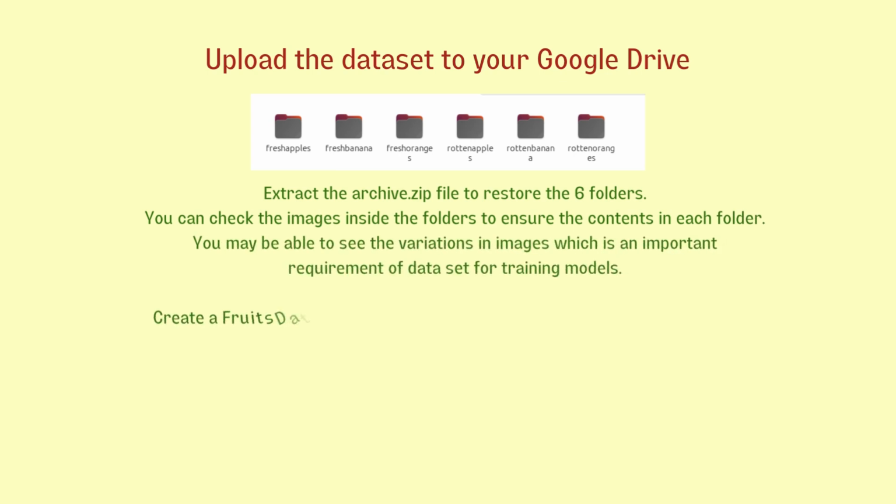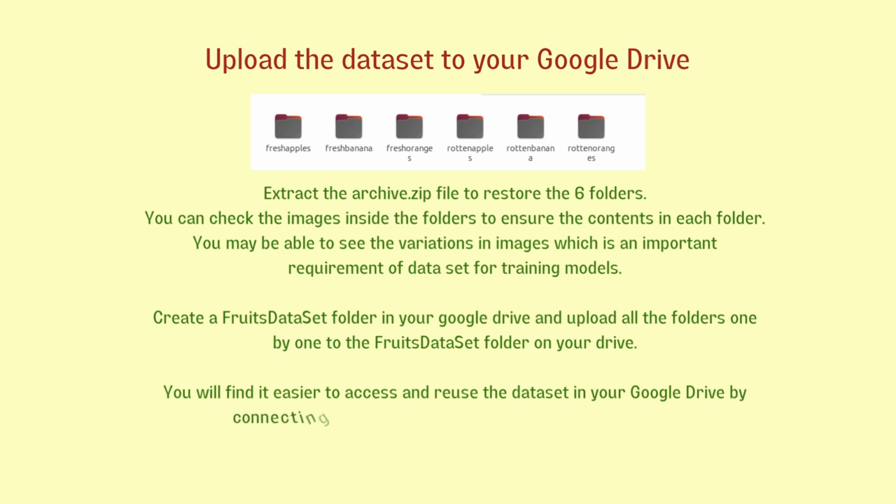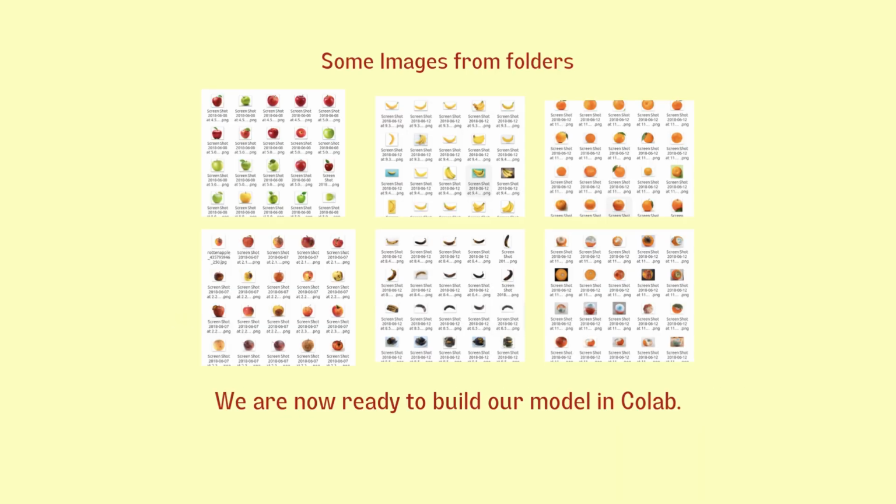You can check the images inside the folders to ensure the contents in each folder. You may be able to see the variations in images, which is an important requirement of a dataset for training models. Create a fruits dataset folder in your Google Drive and upload all the folders one by one to the fruits dataset folder on your drive. You will find it easier to access and reuse the dataset in your Google Drive by connecting it to the Python code in Google Colab Notebook.